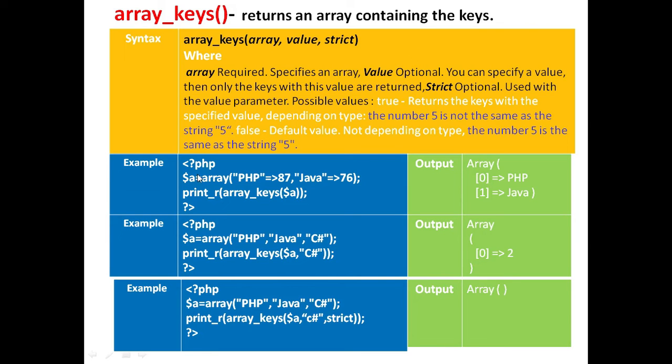Here I defined an array with PHP and Java, and if I use array_keys, it will print all the keys of that array, that is 0 and 1. If I specify the value, it will print 0 2, that is C# is the second column of that array, and if I use strict value with small c, it will return an empty array, that is if it is strict, it will compare the value with type and key case.